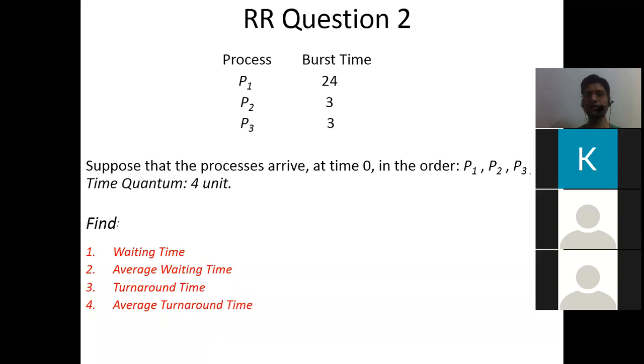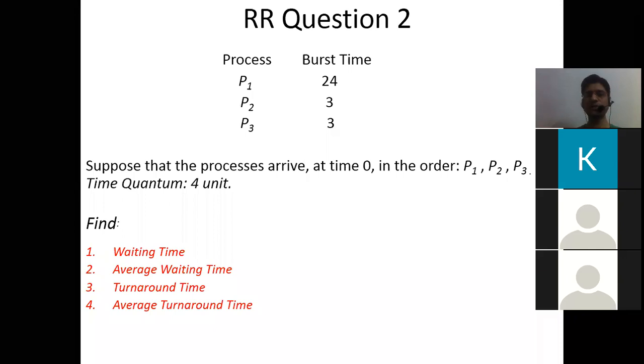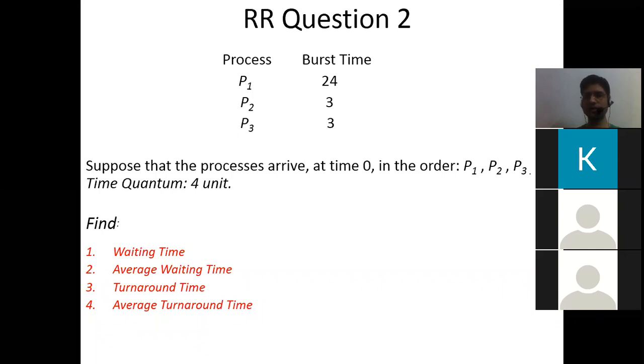May I have the answer for average waiting time? Only three processes are there and the time quantum is 4 units. Are you solving? Krishnam has come with 5.6. Abhishek is yes. Okay, take your time. I am giving you 1 more minute. At least come with average waiting time. Take your time. I'm still waiting.